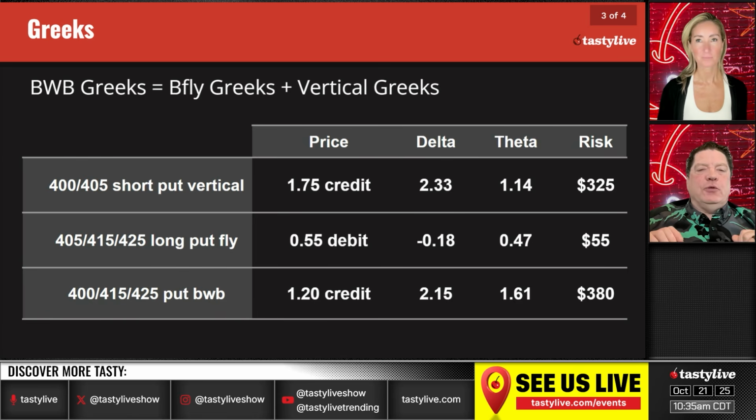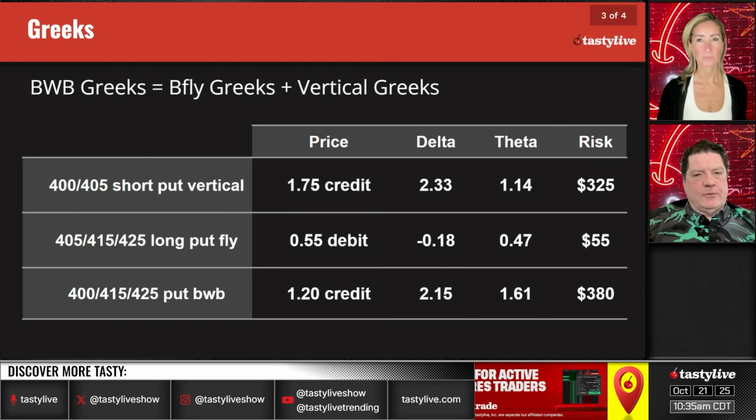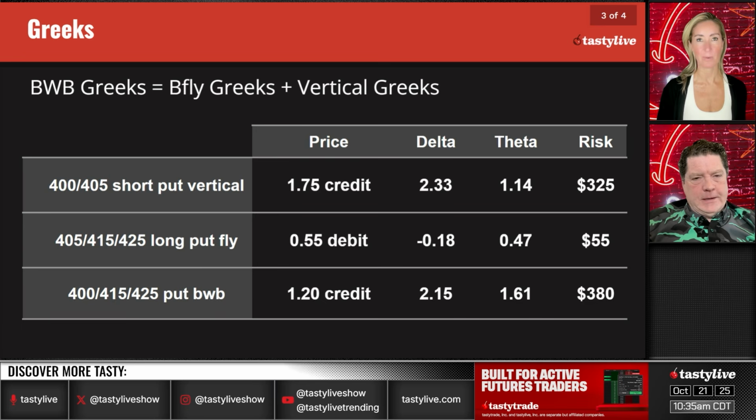Right. And if you look at the Greeks of the broken wing butterfly, the majority of them are created by that short vertical. Yes, they're heavily weighted by the short vertical. So that's why I'm saying the short vertical drives the trade. Well, let's go to the final slide.